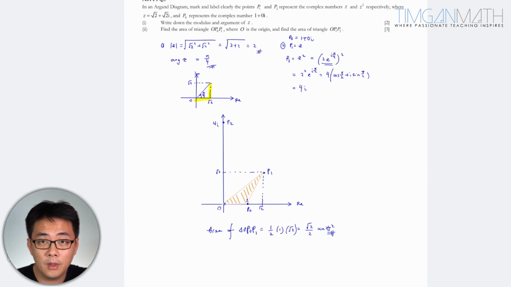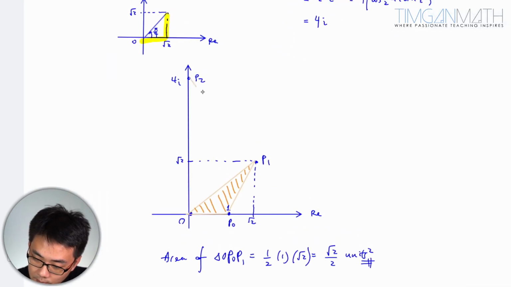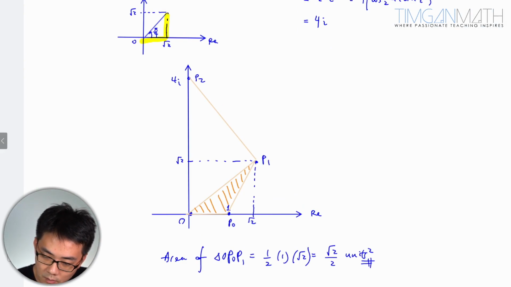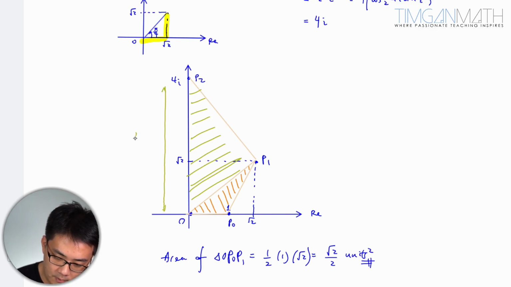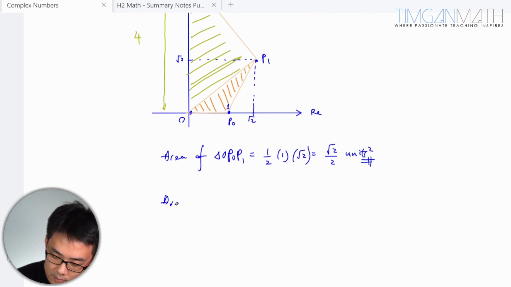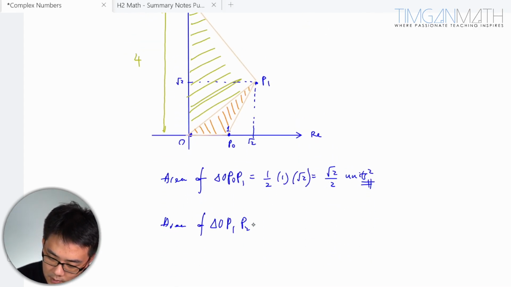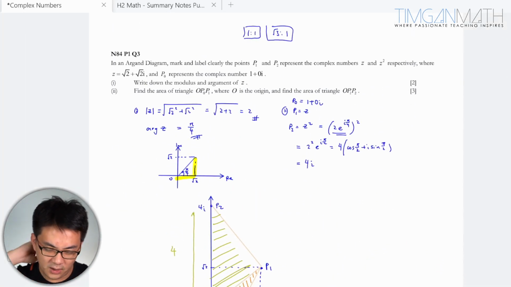Okay. O, P1, P2, that will be here. This is the area that you want. Same thing, half times base. Base is 4 units. So the area of triangle OP1P2 is half times base 4 units times height, which is root 2, which is 2 root 2 square units. Okay, there you go. I think nothing fancy there. This is pretty okay.